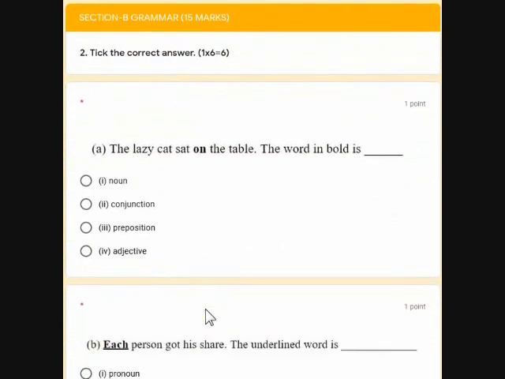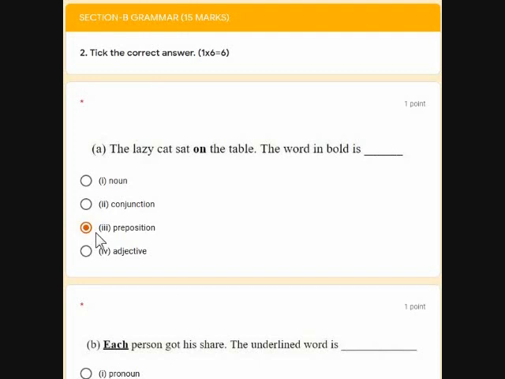Now here is section B, that is grammar section. So let's get ready. Number 8. The lazy cat sat on the table. The word in bold is. So here the word on is in bold. Is it a noun? Well, no. Conjunction, no. Preposition or adjective. So the correct answer is it is a preposition.